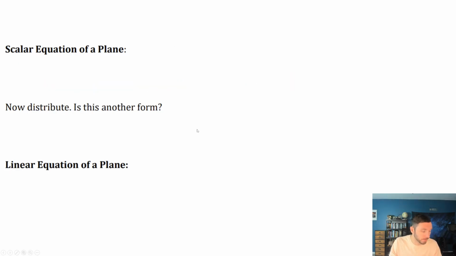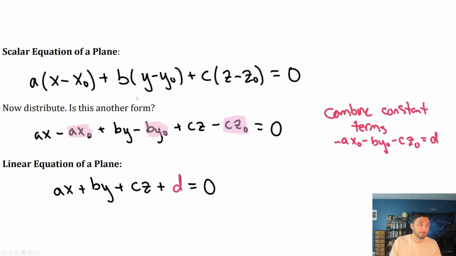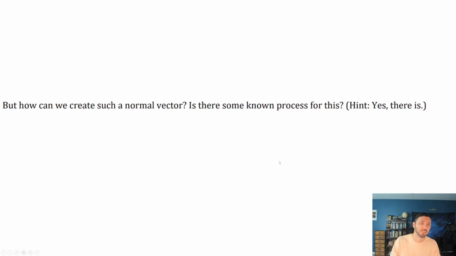To get the third equation out of the way, may as well do that right now. So I took the scalar equation and I just distributed. Distribute the A, distribute the B, distribute the C. You get some sort of arbitrary constant in some ways, just like A x naught, B y naught. You don't need to track them. You can just combine them all together and create some sort of constant D, which can be like your horizontal shift in some ways. All right, that's it. We have all 3 equations. So that is the linear equation of the plane.